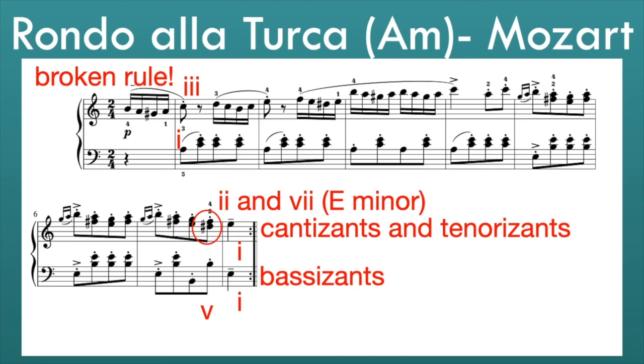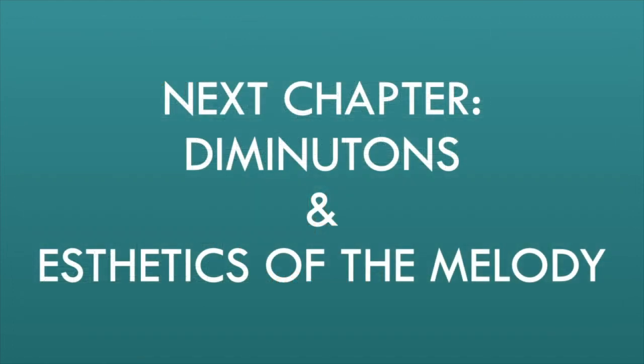So for now, this is all. In the next chapter, we will continue working with these little phrases, but we're going to extend them using diminutions, and we will also learn the aesthetics of the melody. This means what elements make a good melody, how many skips, how much can I skip, how much should I move in stepwise motion. So please keep following me in the next chapter.